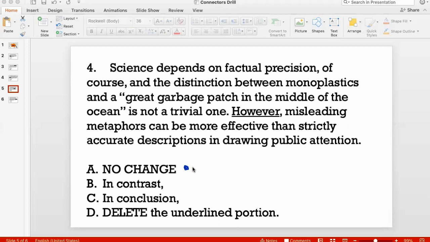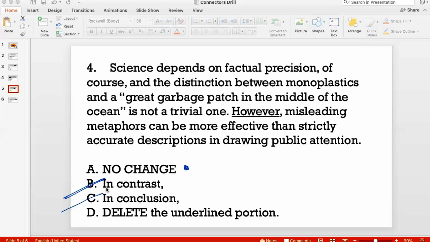Pete, right? So "in contrast" would be a good connector when you're talking about two different ideas or two different subjects. But here, I'm not talking about two different subjects. I'm talking about the same subject, the same idea of scientific precision, and how sometimes foregoing scientific precision can lead to better outcomes in terms of drawing media attention. So "in contrast" is not correct here. Okay, "in conclusion" is definitely not correct because the second statement doesn't conclude the first statement.